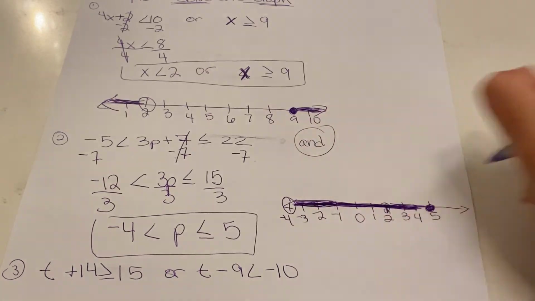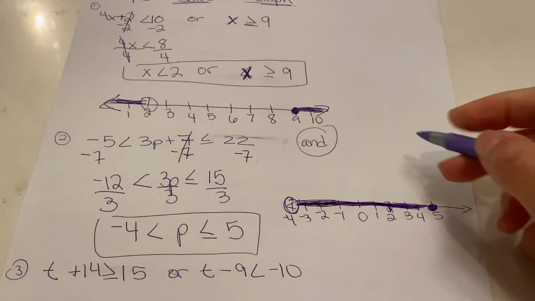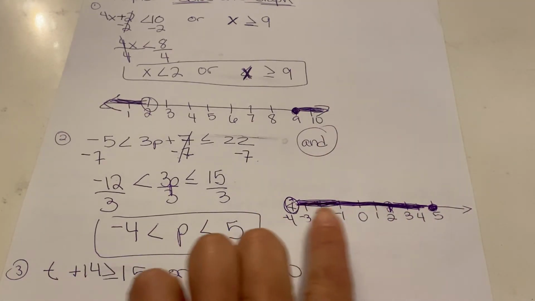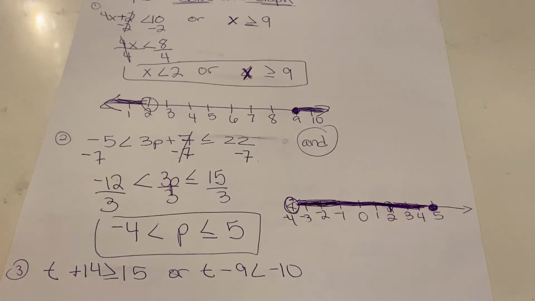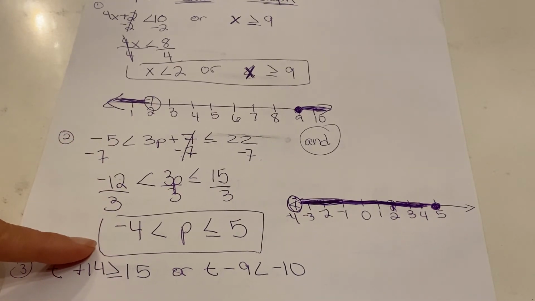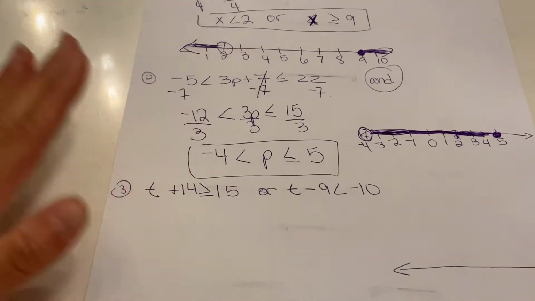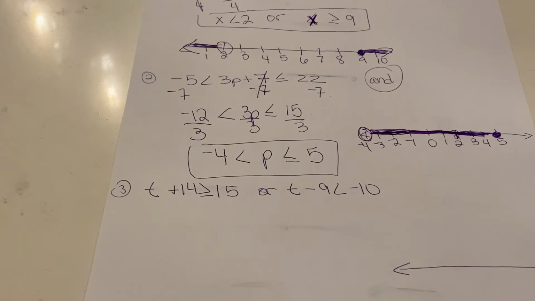So this is my graph, okay? Open circle at negative 4, closed circle at 5, and everything in between those two numbers. So as you see, I'm showing my work, boxing in my solution set, then I graph. All right, here's the last one, so you guys could start your classwork of the 4 problems.